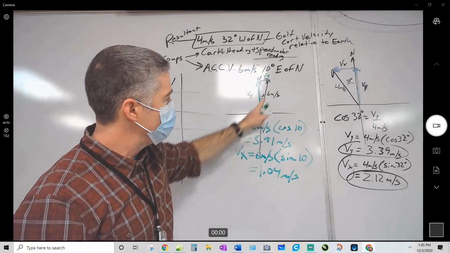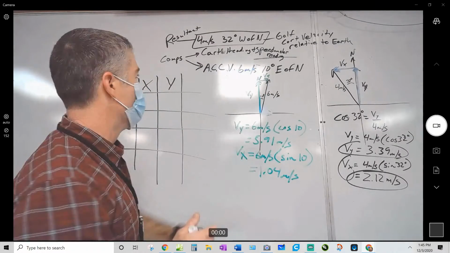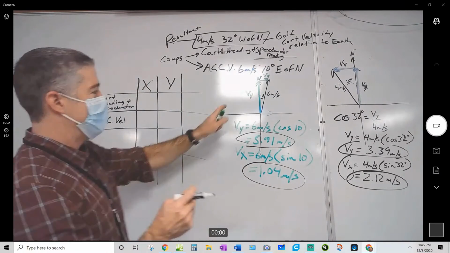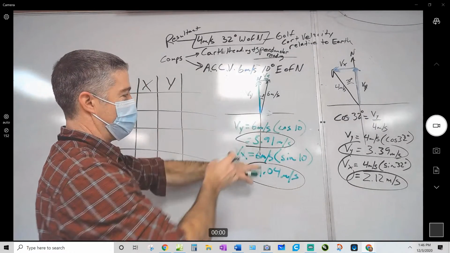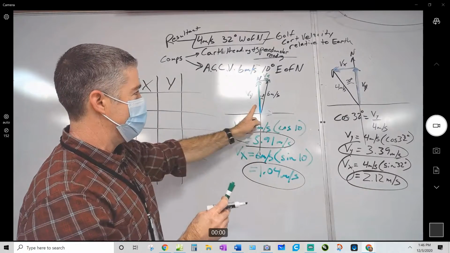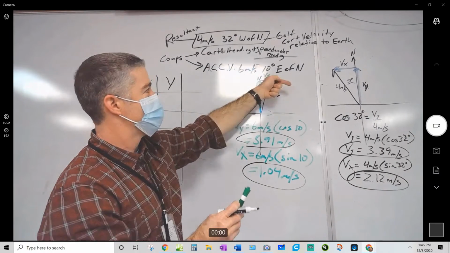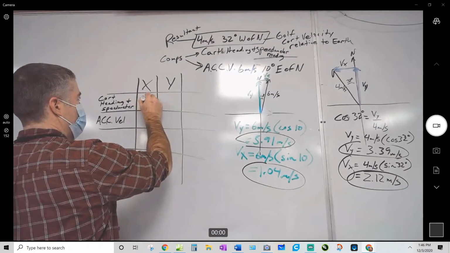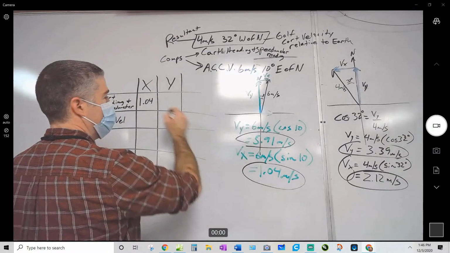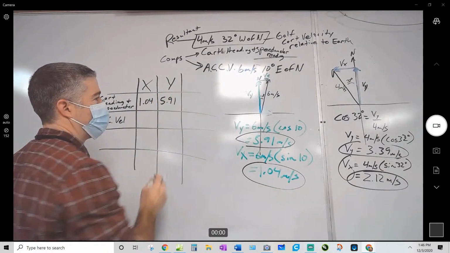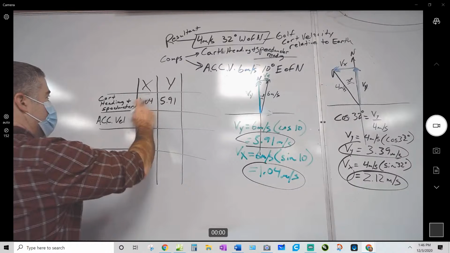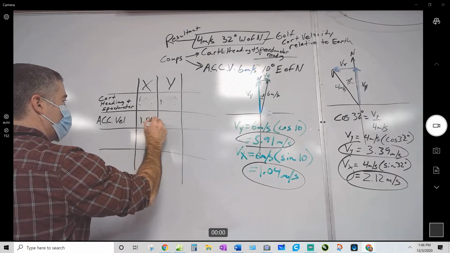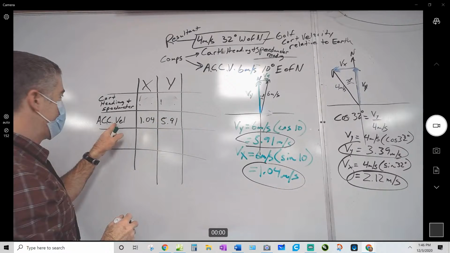For the aircraft carrier velocity, that's 6 meters per second, 10 degrees east of north, but I've broken that down into the y component and the x component. I want to look at my graph and make sure that neither of these needs to be negative. This is up, so that's positive. This is over to the right, so that's positive. So the x component is positive 1.04, and the y component is positive 5.91. That's the aircraft carrier.